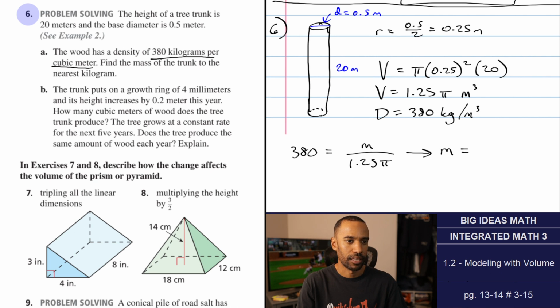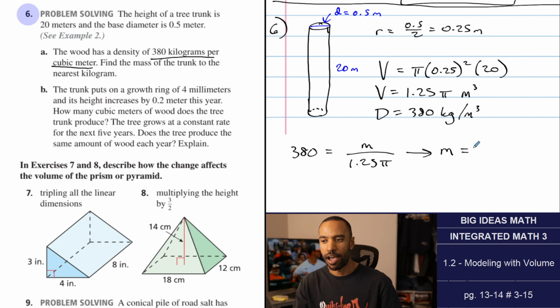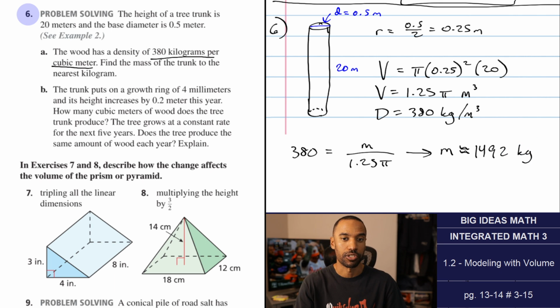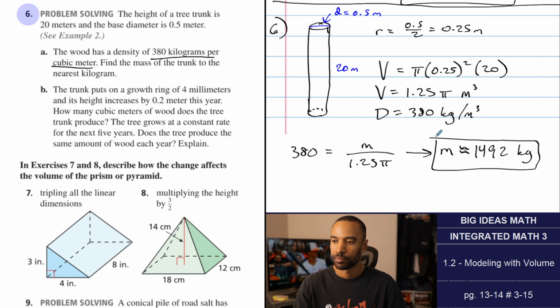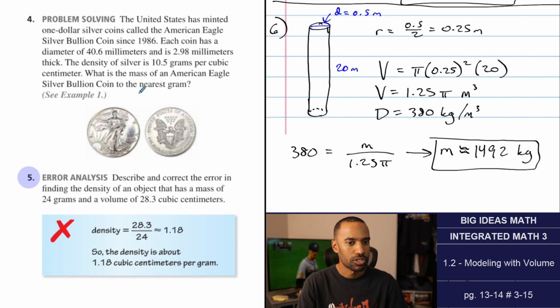So you don't round early. Let's keep that pi thing here until you multiply now. 1492, Columbus would be proud. Keep it in Columbus terms. 1492 kilo. Oh, they did say to the nearest kilogram, didn't they? So, yeah. 1492 kilograms.